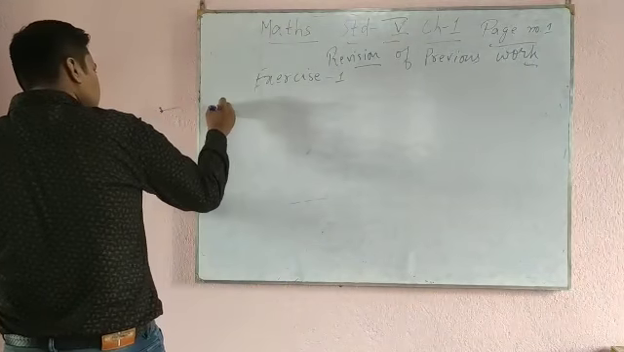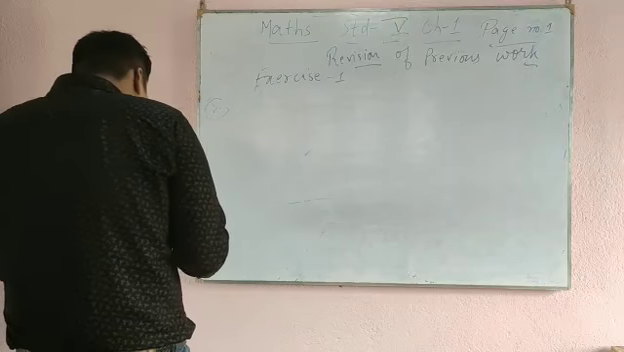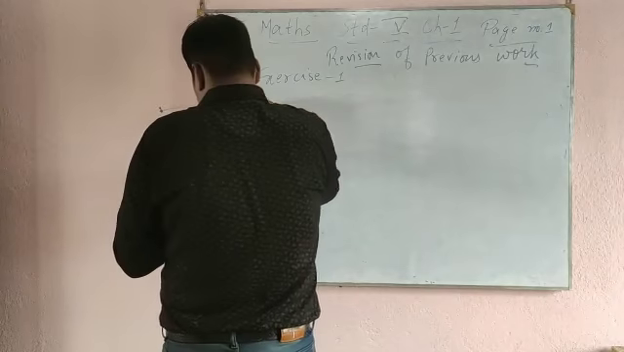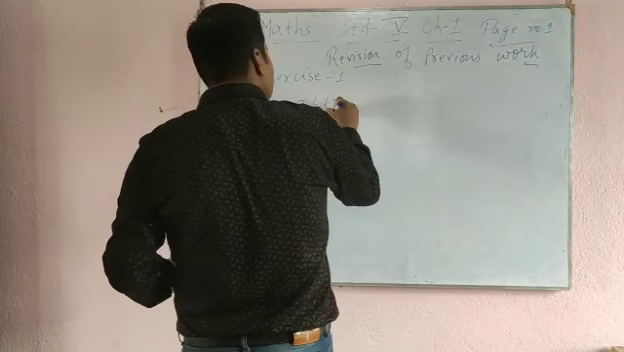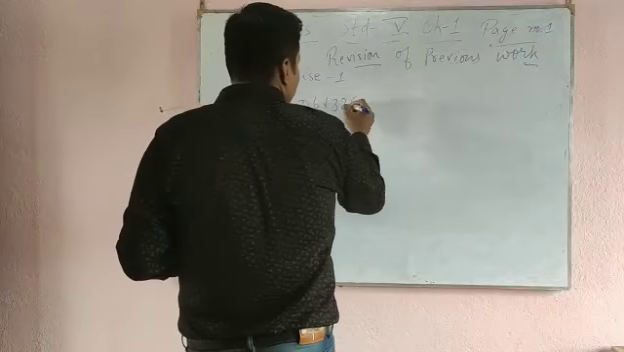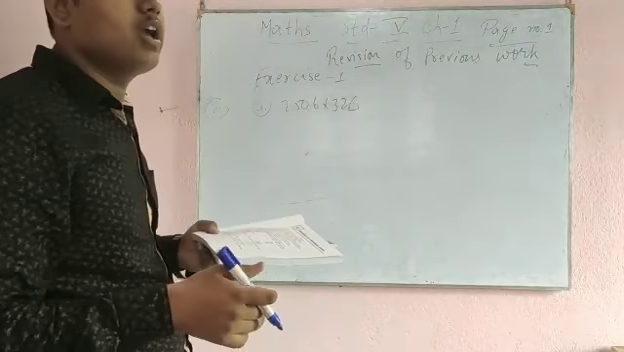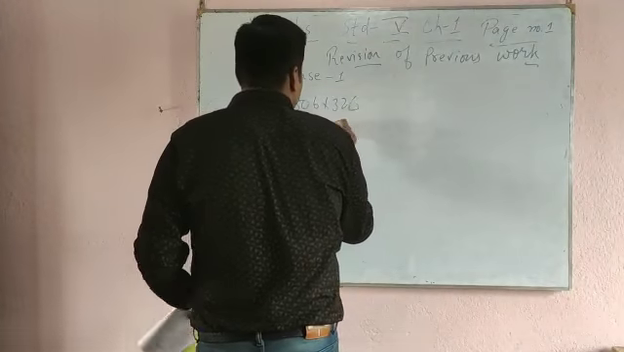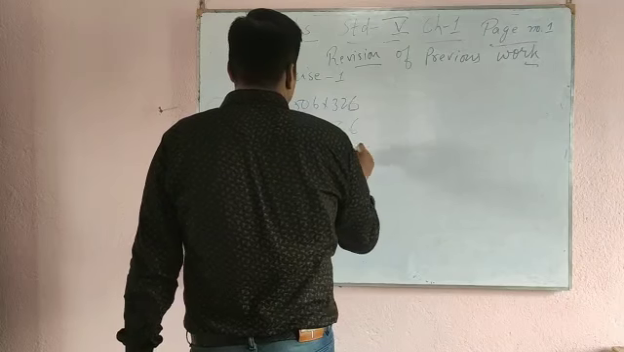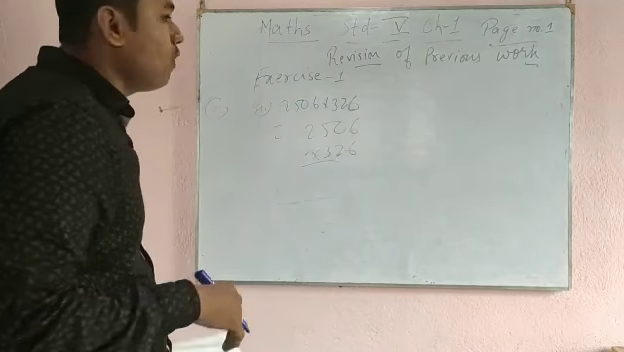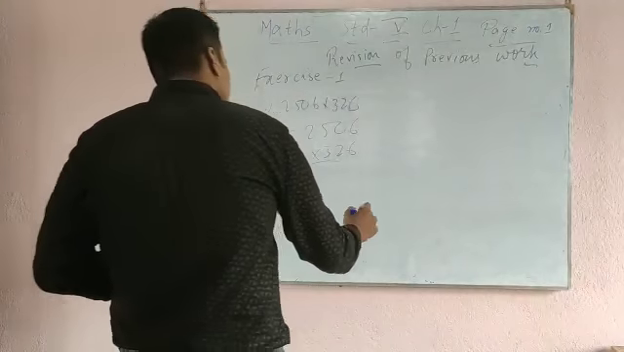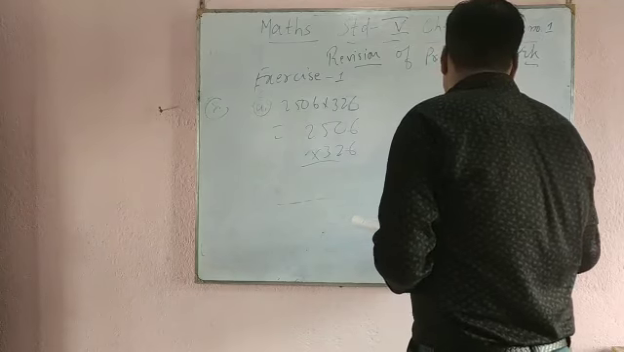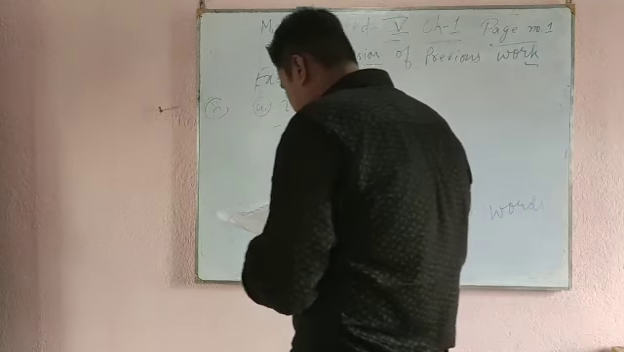Question number 8 is: simplify the following and write the result in words. Simplify means multiply. 2506 into 326. Here, please don't take the help of a calculator, neither a simple calculator nor a mobile calculator. You have to multiply it like this, and whatever answer comes, you have to write that answer in words.